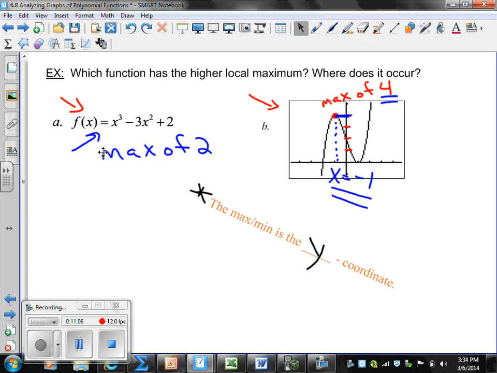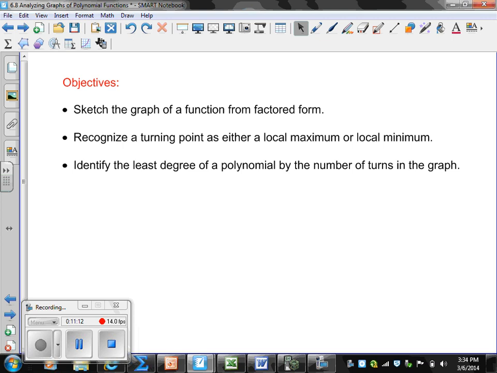Okay, so let's see what we've done today. Again, here are our objectives. Did we sketch the graph of a function from factored form? Yeah, that was one of the first things that we did. Did we recognize a turning point as either a local maximum or minimum? Well, that's exactly what turning points are. If it's a turning point, it's either going to be a maximum or it's going to be a minimum.